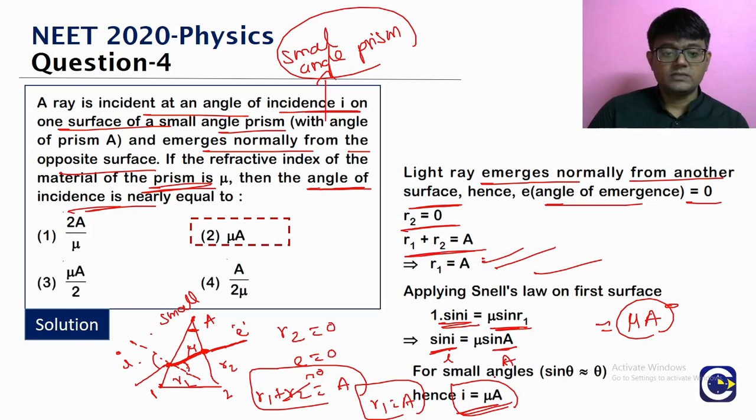We have to go with the same notation so that in any problem we will be able to recall those formulae easily. And in this case, since the angle of emergence is 0, R2 also must be 0, which means using the relation R1 plus R2 is equal to A, we are not deriving it, by the way. We will actually do the derivation when we are discussing the angular prism. But here, since R1 plus R2 is equal to A, that result we are using straight away. So R2 equal to 0 means R1 will be A. Now we are going for the Snell's law application at the first surface, and using the small angle simplification, we are able to get the value of I to be approximately mu into A.